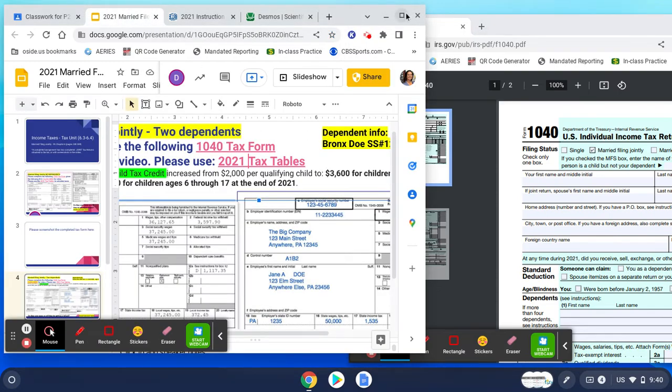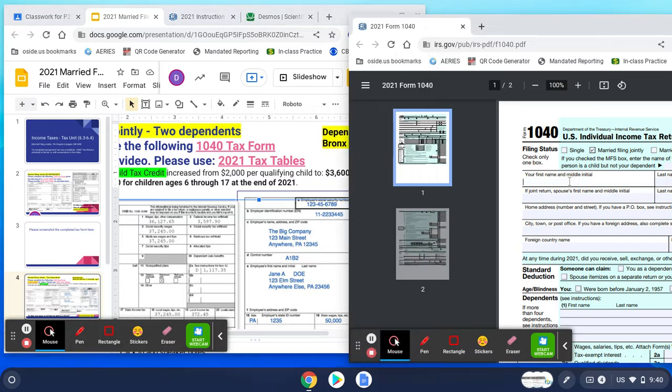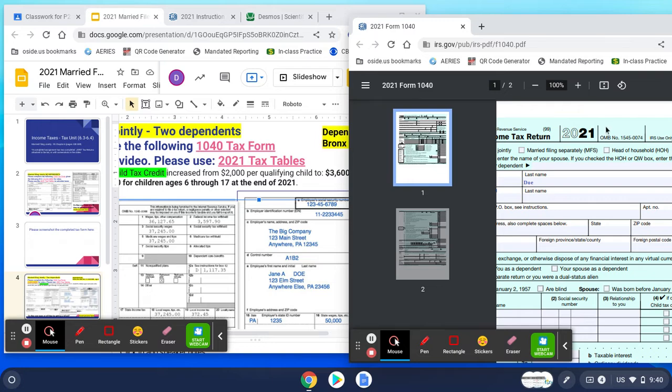And we're going to look at who earns more money, and that's who's going to go first here. So this time we notice that Jane Doe earns $48,500 and John Doe earns $36,127. So we're going to go ahead and put her first this time. And so her social security number is right up here, 12345. Okay, so let's go type in Jane Doe. And social security number.